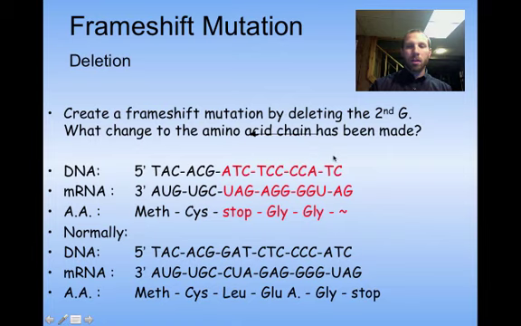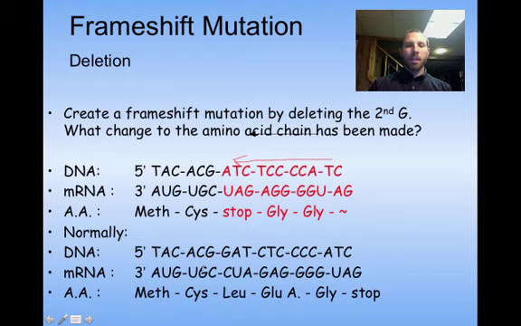I'll use a little drawing here. See if it'll actually work for me. Everything shifted over to fill the gap created by eliminating that G. So now our third codon, instead of being GAT, is ATC. That's C moved over. TCC, CCA, and then TC left over. UAG, AGG, GGU, AG.